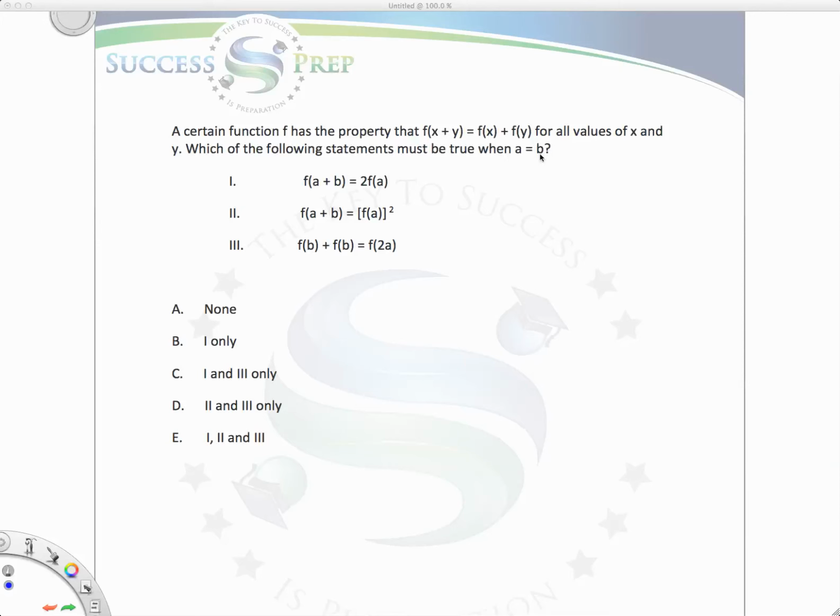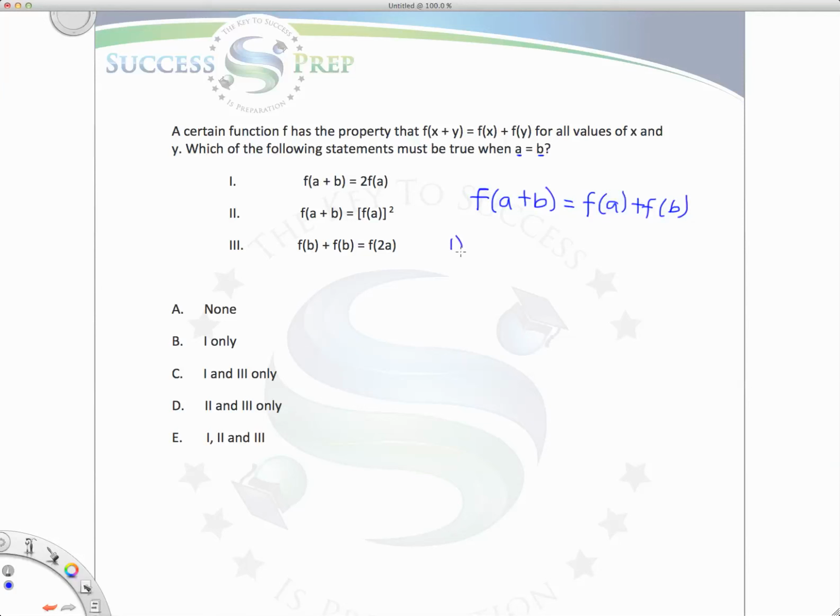of a equals b. So what this is telling you is if you have a function f of a plus b, it must be equal to the value of f of a plus f of b. Having said that, it says the value of a is equal to the value of b. So if that's the case, I'm going to go ahead and substitute the value of b for a wherever I see it in this function.